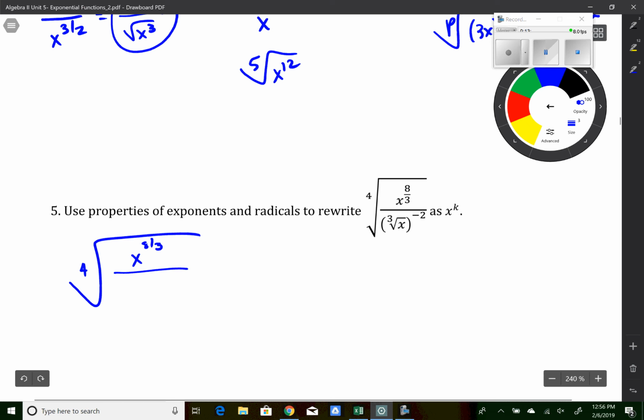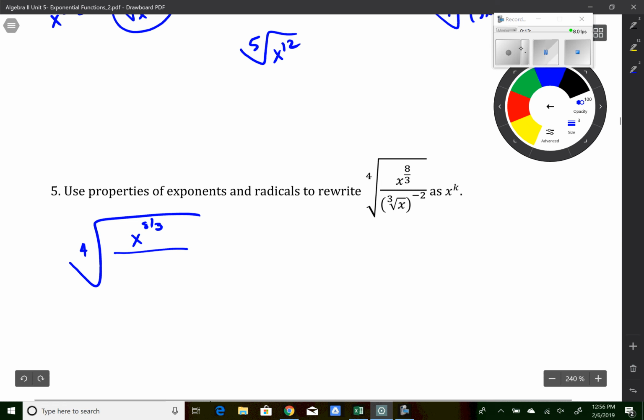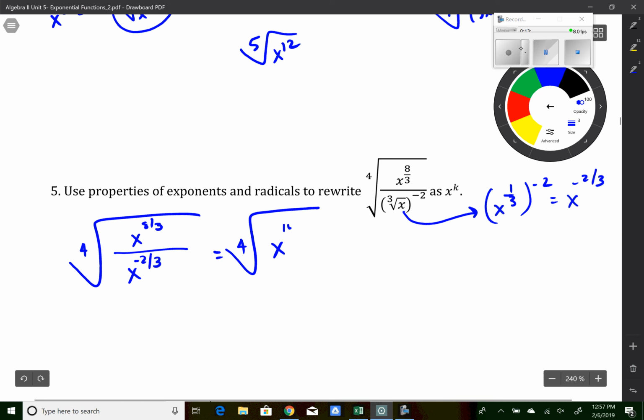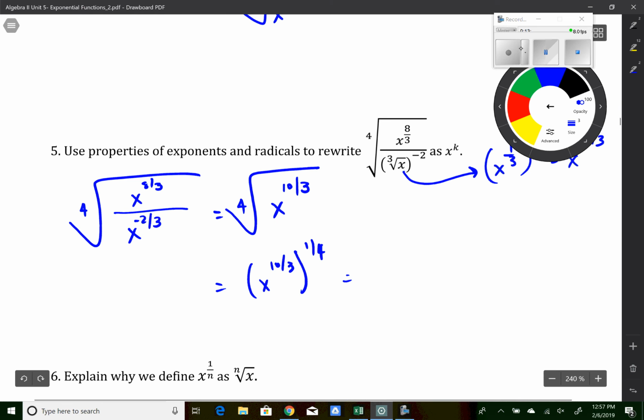Nothing to do with x to the 8 over 3. The denominator, however, is going to become x to the 1/3 to negative 2, which is going to become x to negative 2/3. If I divide those, I'm going to subtract the exponents. So that's going to become the 4th root of x to the 10/3. But the 4th root we know is going to just be a 1/4 exponent. Multiply those exponents together, and I have x to the 10/12. So k is 10/12.